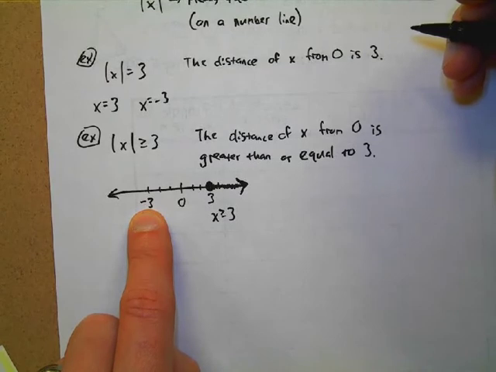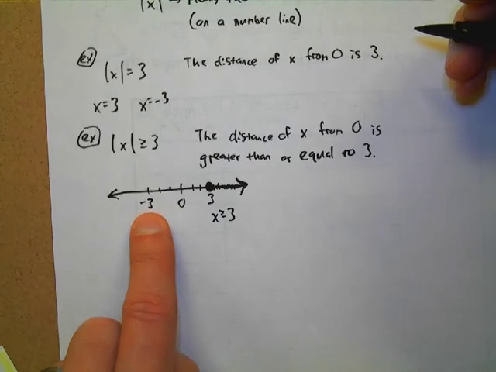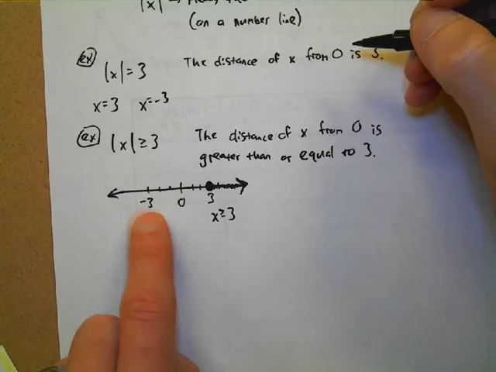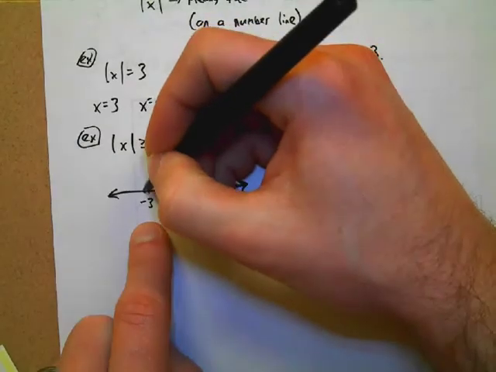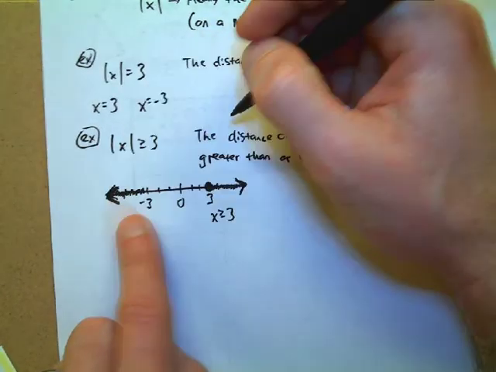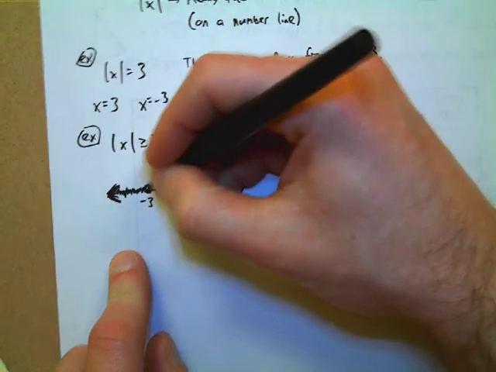If I want to go more than 3 away, which way should I go from here? Negative. I'm at negative 3, right. So we want to go farther away from 0, so which direction? Left or right? Left. So I also am going to include all these numbers over here because they're also further than 3 away from 0. And again, we'll include the 3 as well, so big solid dot there.